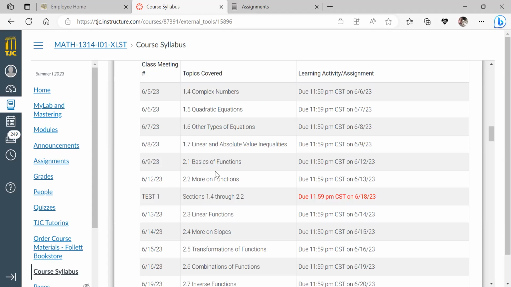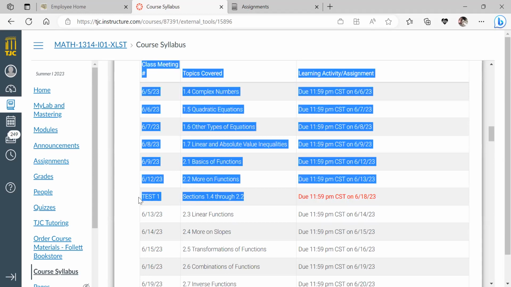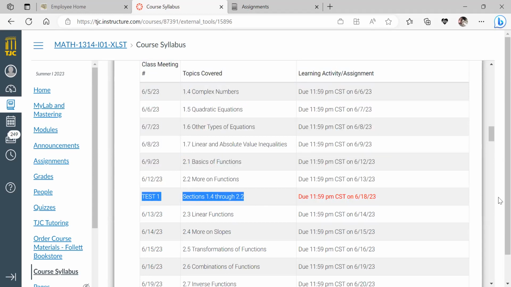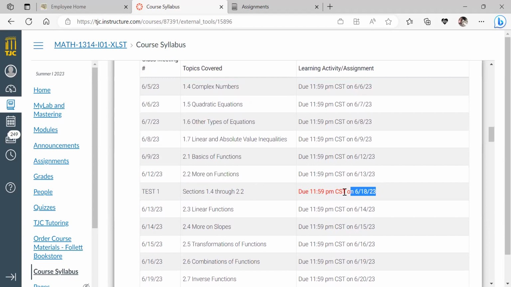Then next week, there's one more section that will be covered on the first test. So if you stick by the due dates, the assignment on Monday is due on Tuesday. The minute you finish this assignment, you should prepare to take the test, but you have until Sunday to get the test done.